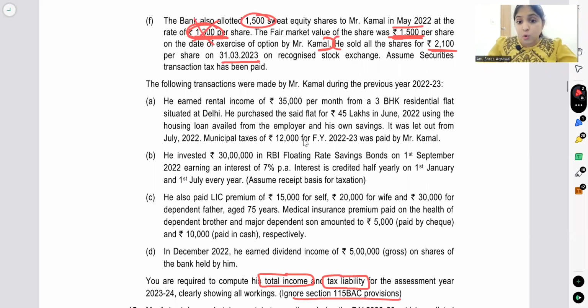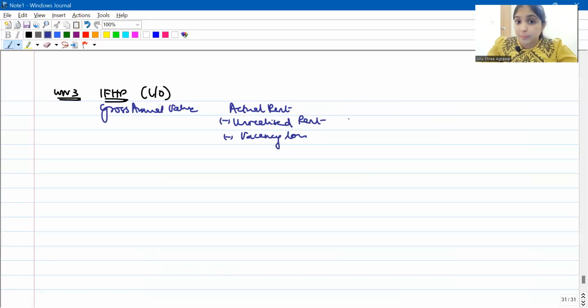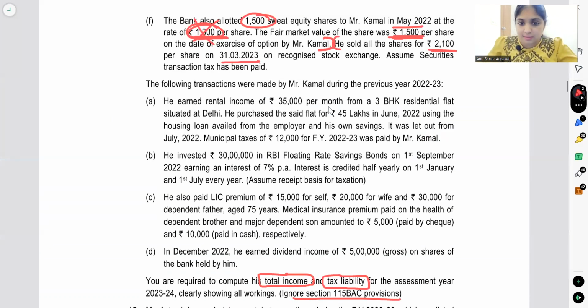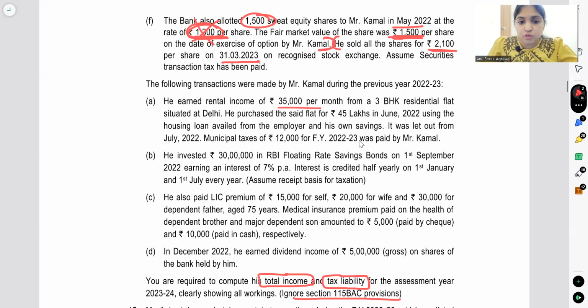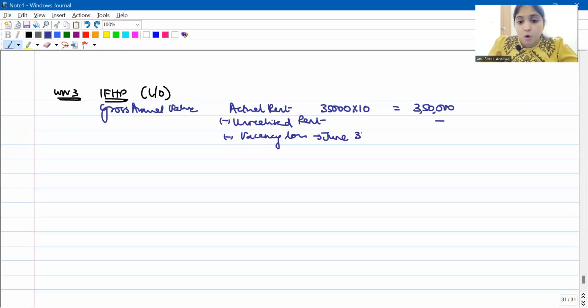Okay. Actual rent is always calculated for the entire period for which you own the property. You own the property from June to March. So you're going to calculate actual rent for 10 months. 35,000 per month into 10 months. This is going to be 3,50,000. There is no unrealized rent, but I do have vacancy loss for the month of June. In the month of June, it was not given on rent. It was given on rent only in July. Only from July, it was let out. So I have 1 month of vacancy loss, and that is going to be 35,000. So now if I see the net number, what is my GAV? 3,15,000 will be my GAV.